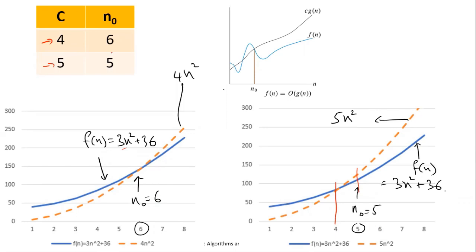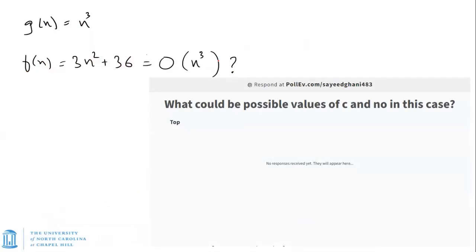But we earlier said that you could also use order of n cubed. So if you want to prove that this particular function is also big O of n cubed, what could be the possible values of c and n naught? And how would we find those? Basically we need to make sure that 3n squared plus 36 is less than or equal to some value of c n to the power 3, and this has to be true for all values of n greater than or equal to n naught.